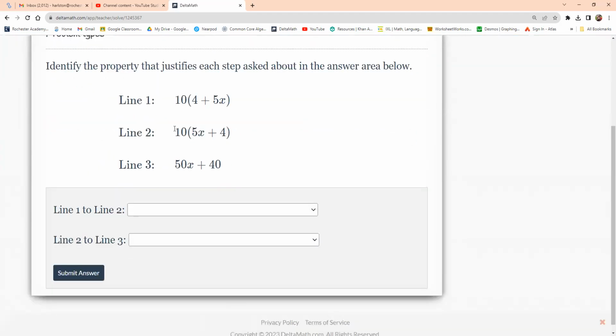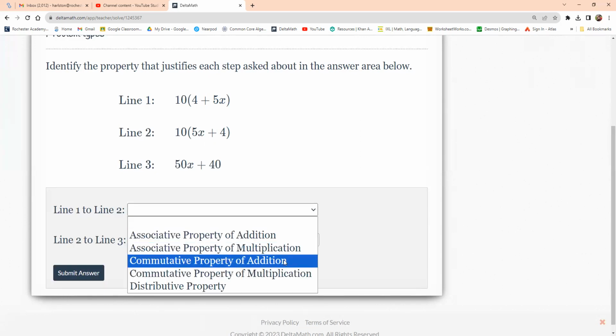All right, so this one, we got 3 lines. Now notice the order has changed. It was 10, and then 4 plus 5x. Inside the parentheses, the order has changed. Now it's 5x plus 4. So this is an example of the commutative property, and because we have a plus sign between these two terms, it's the commutative property of addition.